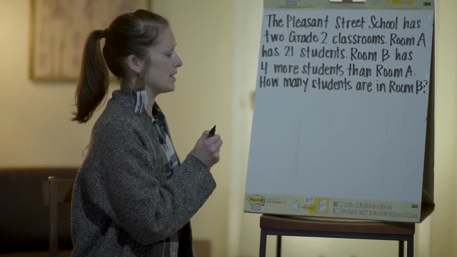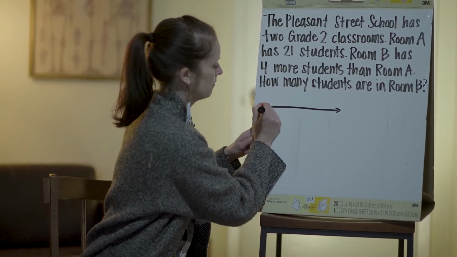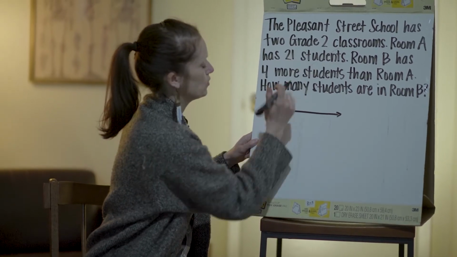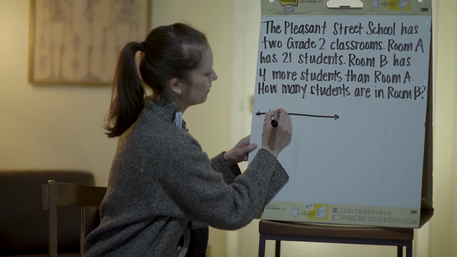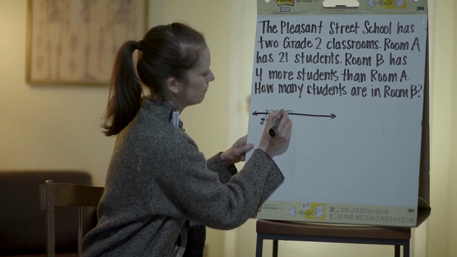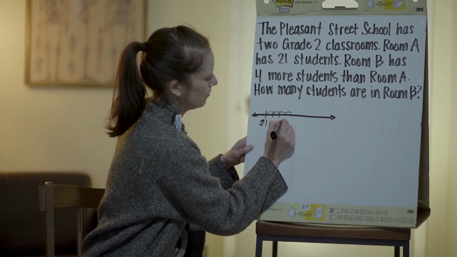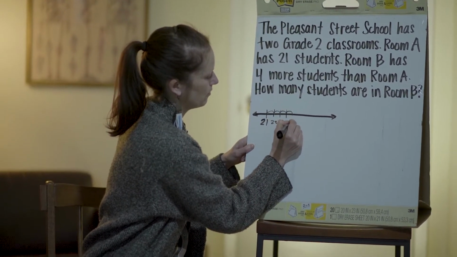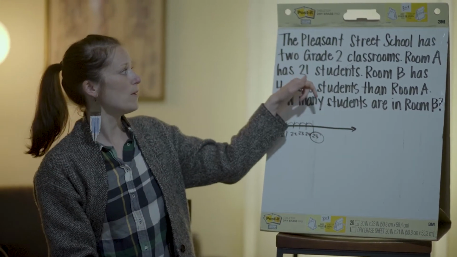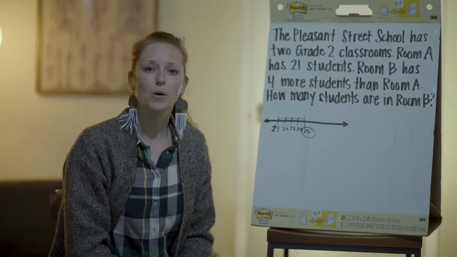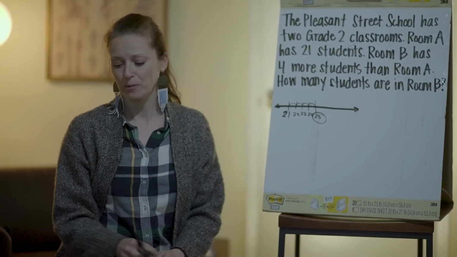So if I were going to create a number line for this one, I'll draw my number line here. I'm going to start at 21 students. And then I'm going to jump 1, 2, 3, 4, 22, 23, 24. And I know that I got to 25, so 21 plus 4 is equal to 25. And there are 25 students in Room B.